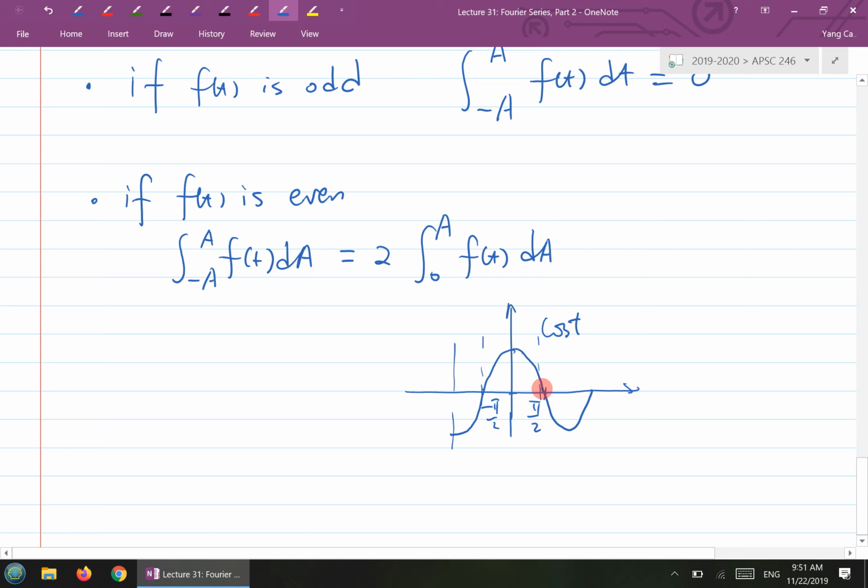In my lecture notes, I do have a proof of this. Those are some of the properties I think are relevant to the Fourier series. And even if it's not relevant, those are really good properties to bear in mind, because they can simplify your calculation quite a bit.